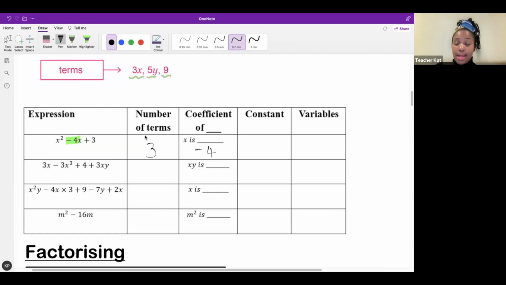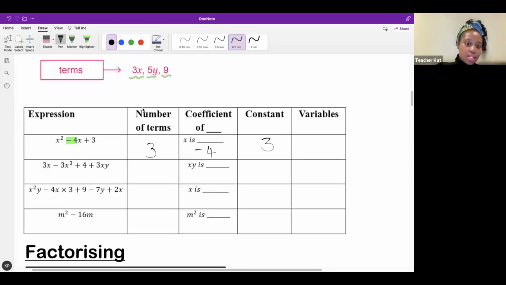The biggest mistake we make in tests, when I ask for the coefficient of x, I am asking for the coefficient of x alone, not the coefficient of x squared or x cubed or xy. I want the coefficient of x as it stands on its own. So that is negative 4, okay? What is my constant value for this expression? Nice, Buhlali. It is a positive 3.